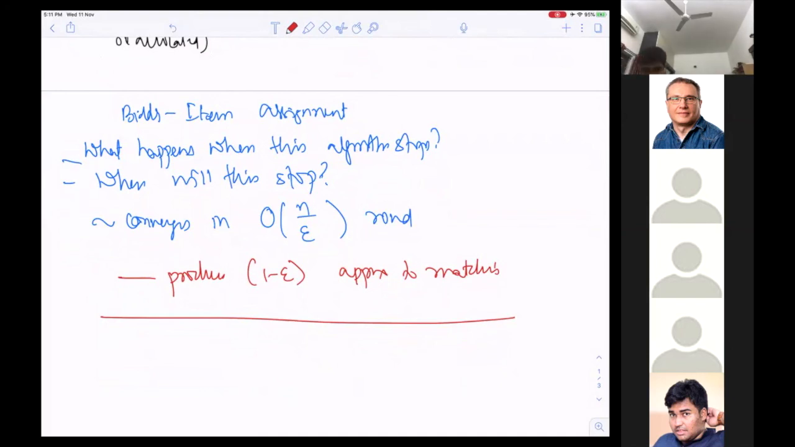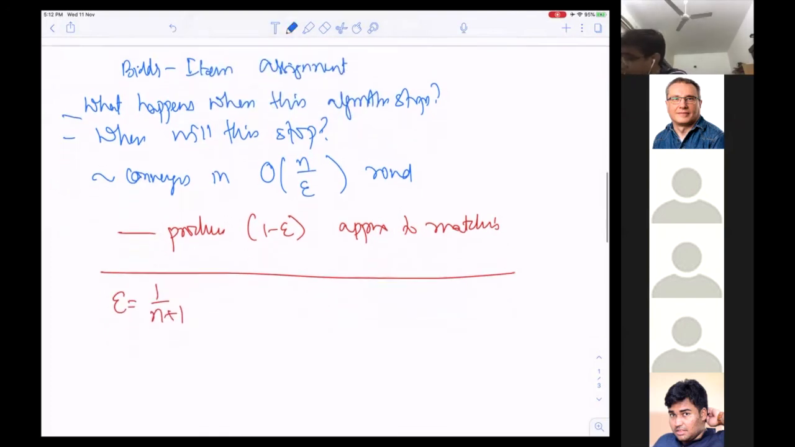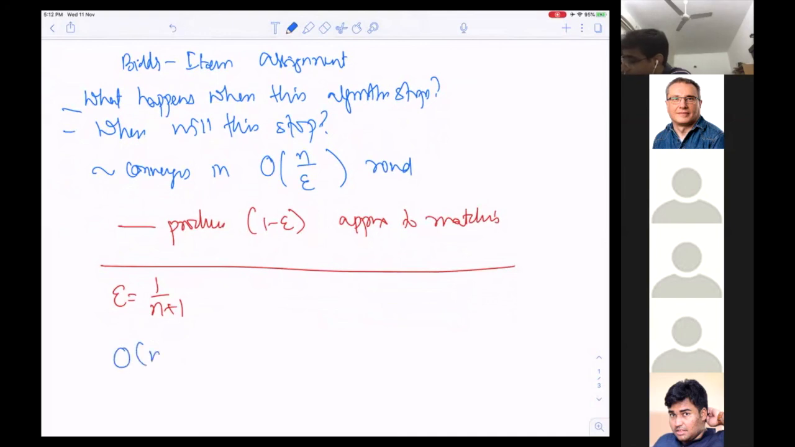So does it give us a polynomial time algorithm to compute maximum size matching? No. Why, Piotr? Well, it's just an approximation. Yeah, but epsilon is in your hand. Oh, yeah. Okay, so if I substitute epsilon equal to 1 over, say, n plus 1, then I will probably go order n square rounds.